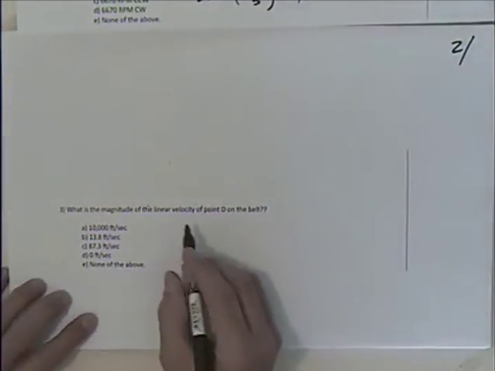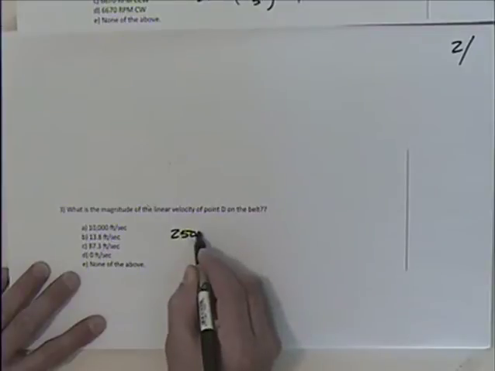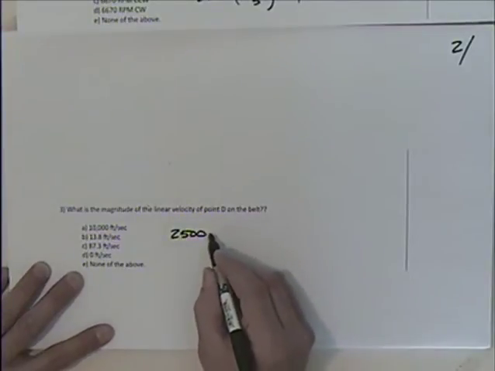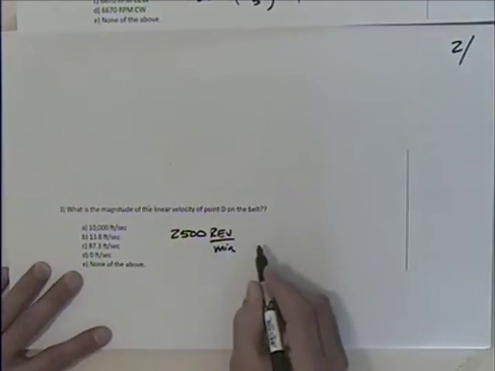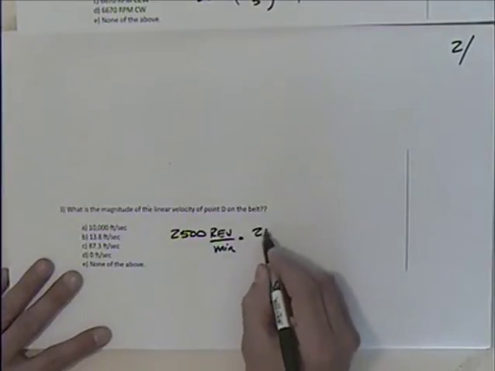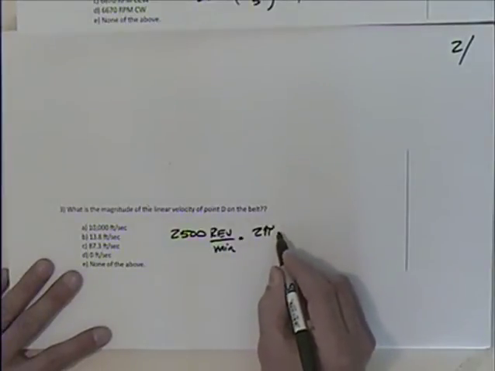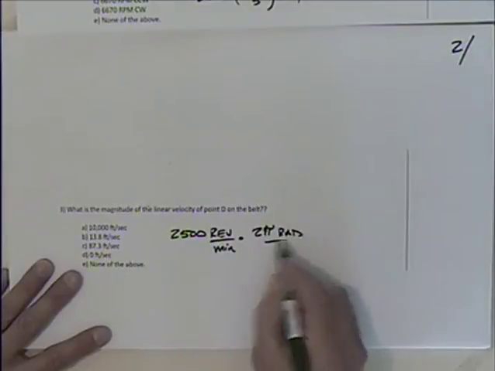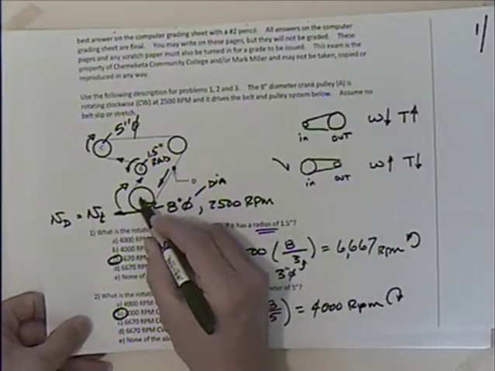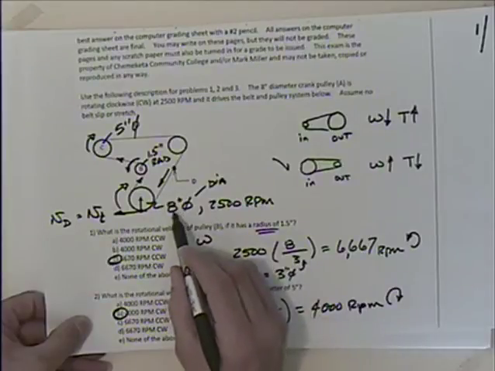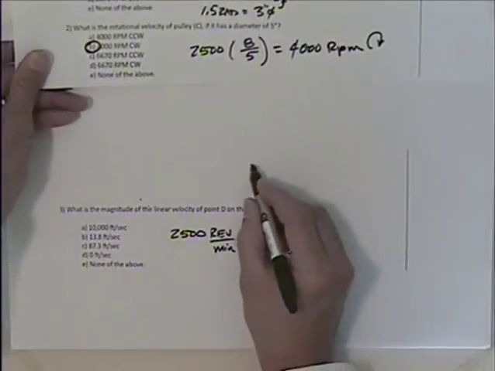We could say that we have 2,500 revolutions per minute times what? 2 pi radians per revolution times, what was the radius on this pulley here? It has a diameter of 8.